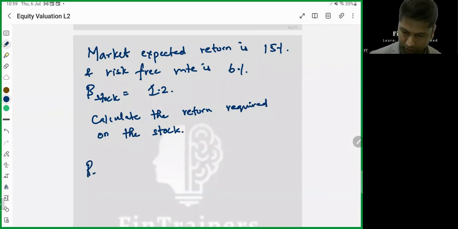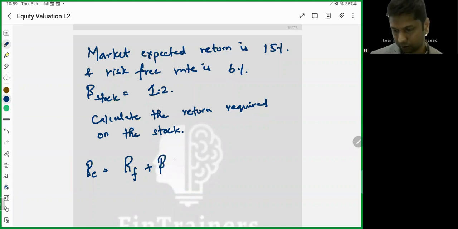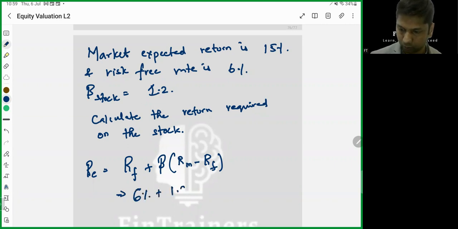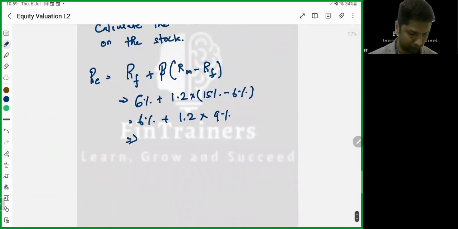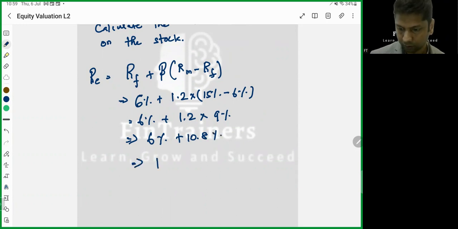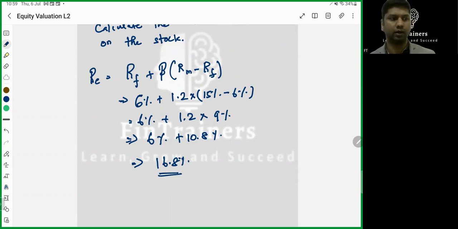The return on this stock is going to be equal to the risk-free rate plus beta of the stock into the risk premium, which is market return minus the risk-free rate. The risk-free rate is 6% plus beta is 1.2 into 15% minus 6%. So that will be 6% plus 1.2, this is not percent, this is multiplied, 1.2 into 9%. So that would be 1.2 into 9, which gives me 10.8. So 16.8%. Hopefully that was clear how to calculate CAPM.